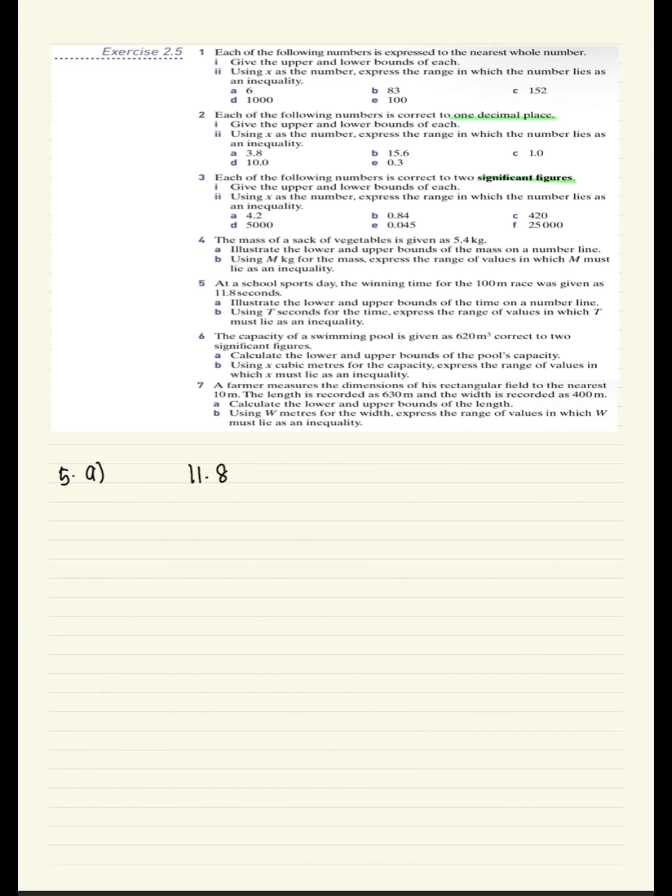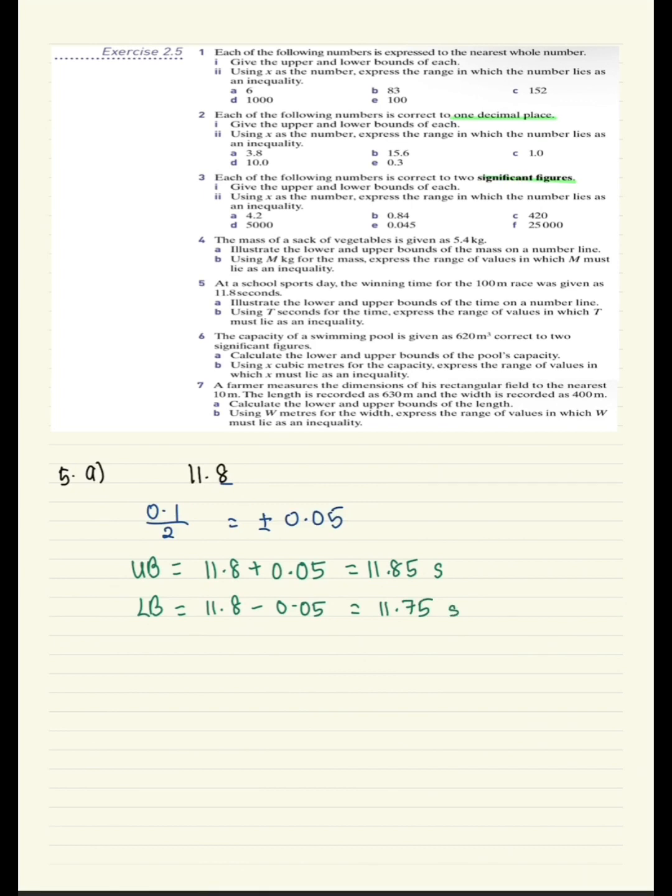11.8 seconds. It is correct to one decimal place. So I'm going to take 0.1 divided by 2. That will give me 0.05. I'm going to plus and minus 0.05 to find the upper and lower bounds respectively. So the upper bound would be 11.8 plus 0.05, which would give me 11.85 seconds. And the lower bound would be 11.8 minus 0.05, which would give me 11.75 seconds.